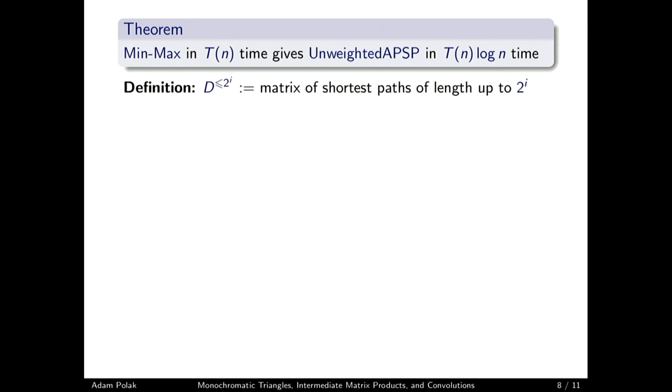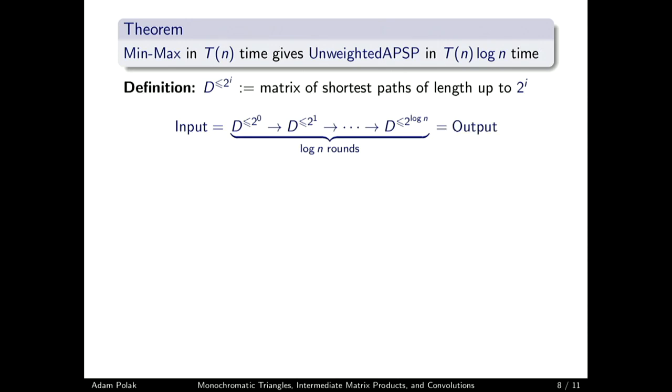So we define a matrix of shortest paths up to length 2 to the i for each i. We'll proceed in log n rounds, increasing i. The first matrix in this chain is just the input matrix. For each pair of vertices, you want to know if there is a path of length 1 or not. The last one is the output, because if the graph is unweighted, then the length of the path cannot be larger than n. And now in a single round, we need to go from 2 to the i to 2 to the i plus 1.